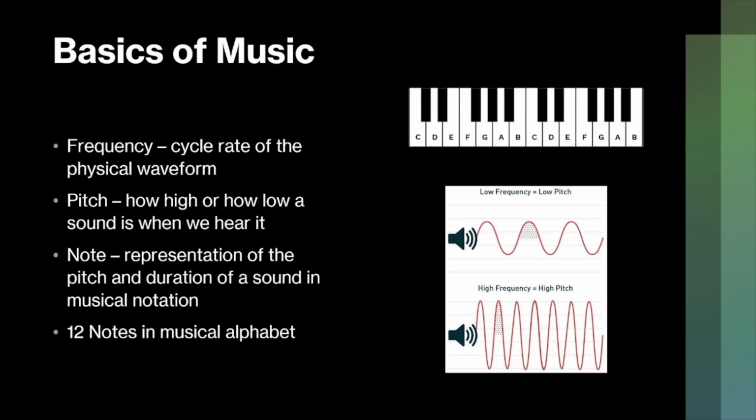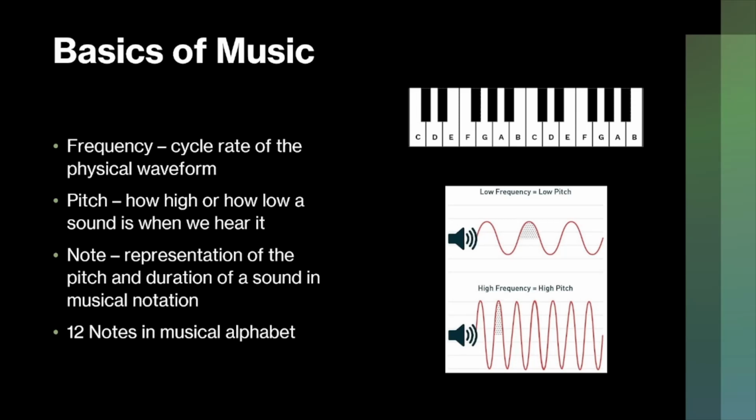Okay, so going over some basics of music, we're going to have frequency, pitch, and notes. There is, of course, a lot more to music than just that, but this will just be the basics to help you understand. So frequency is going to be the cycle rate of a waveform. We see this in the bottom right photo. If we look, this is a pretty slow wave, and this is going to result in a lower frequency. If we look at the one below it, it's much tighter and it's faster, and this is going to result in a higher frequency.